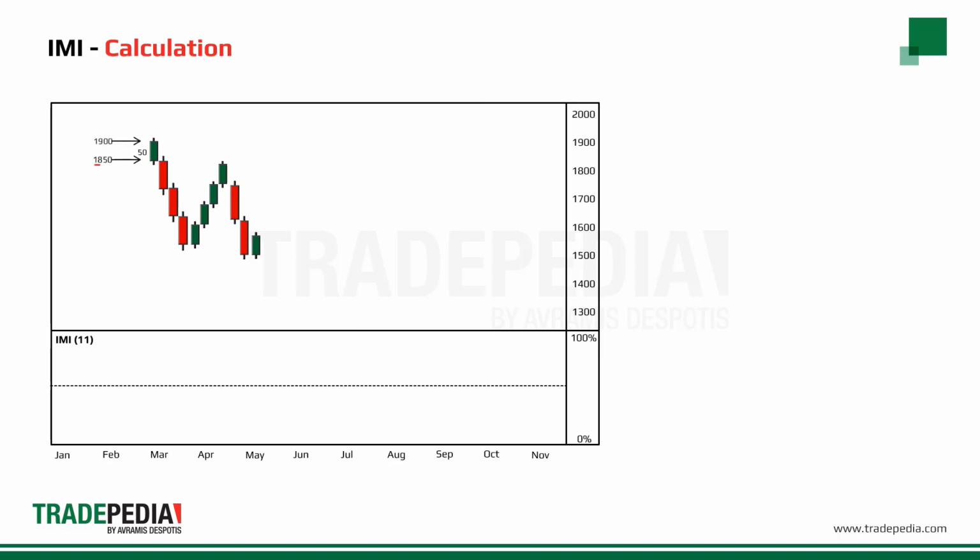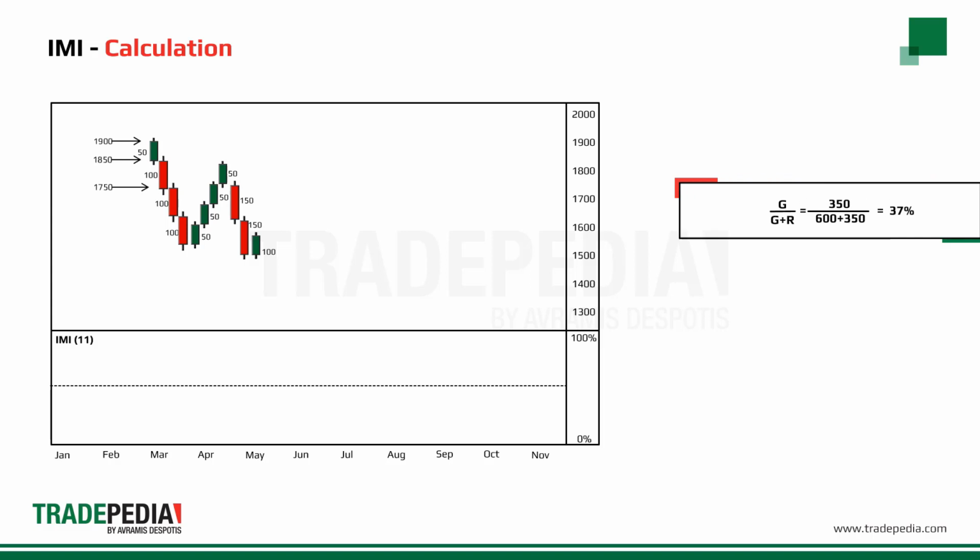For example, on this day the open was 1850 and the close was 1900, so we have 50 bullish points. The next day, the open was 1850 and the close was 1750, giving us 100 bearish points. The next day, 100 bearish, and so on. We then count how many bullish and bearish points we have. In our example, for the last 11 days, we have 350 green and 600 red. Now, using the formula, we see that our first point is 37%.